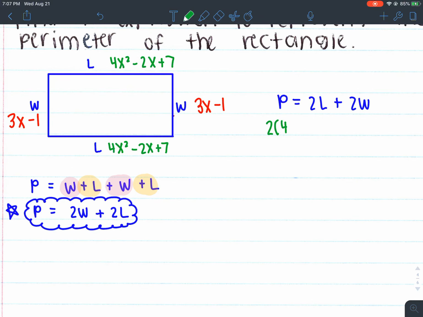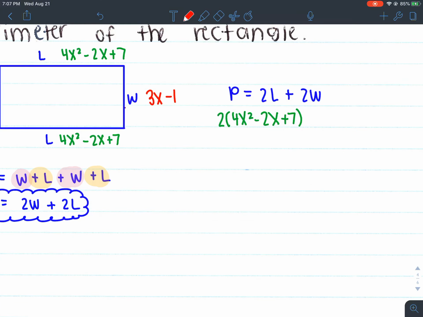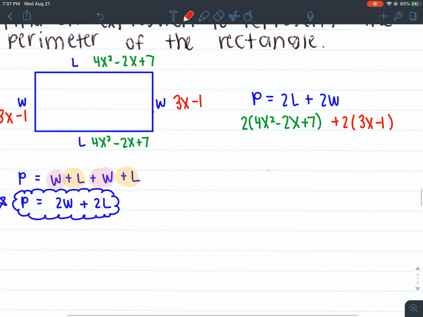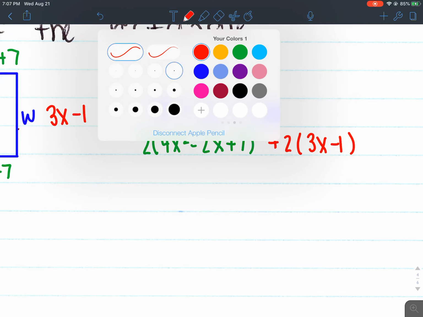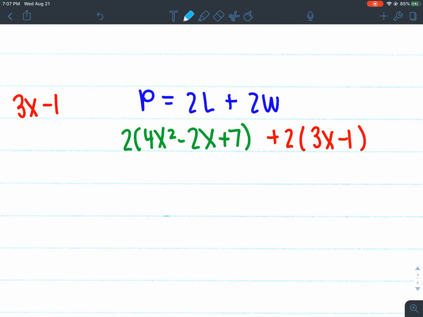So I have 2 times 4x squared minus 2x plus 7. So I've just substituted whatever my length was. Now I'm going to add 2 times my width, which is 3x minus 1. So all I did there was substitute my values. If your width was 3, you would put in a 3. If your length was 5, you would put in a 5. But in this case, we have algebra, and we have a binomial and a trinomial. And here there are parentheses because you're multiplying it by the entire polynomial, not just the first part.